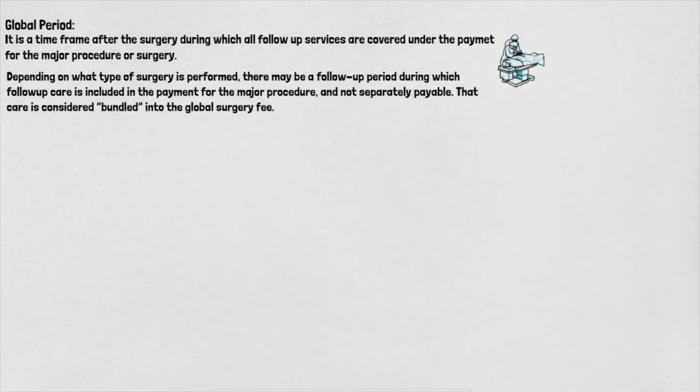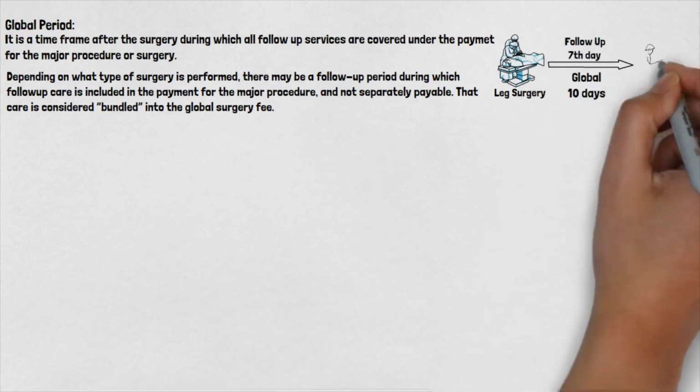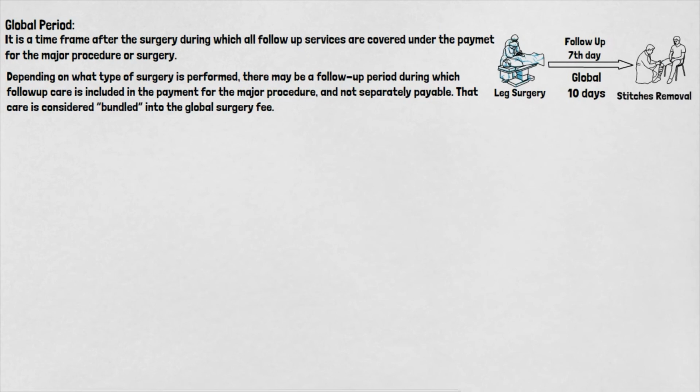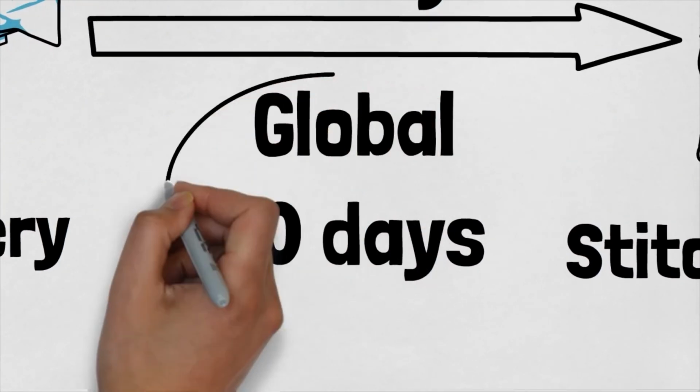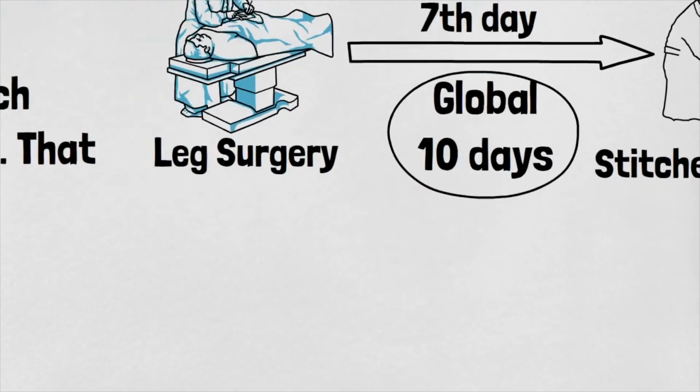Now let us assume an orthopedic surgeon performed a leg surgery. Usually the global period for a leg surgery is 10 days. Now if the patient is coming back on the 7th day to get the stitches removed, then the doctor cannot bill this service to the insurance company as it falls within the global period time frame of 10 days. This follow-up visit payment is considered to be included in the leg surgery fee.